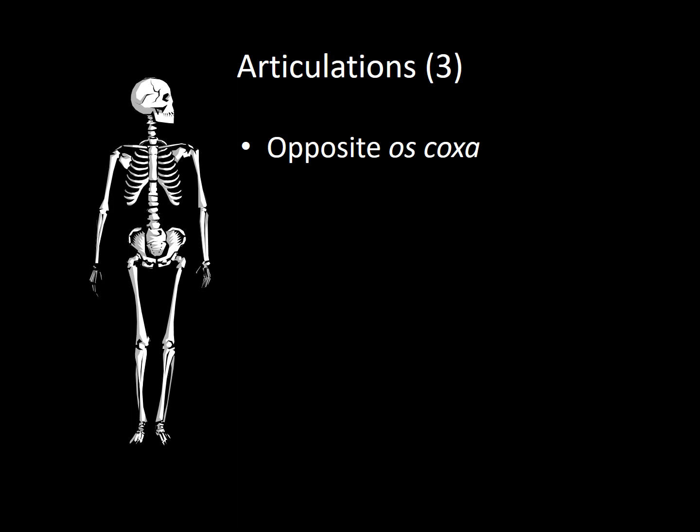Articulations: they each articulate with the opposite os coxa at the pubic symphysis. They also each articulate with the sacrum at the sacroiliac joints, and they articulate with the femur at the acetabulae, the femora.